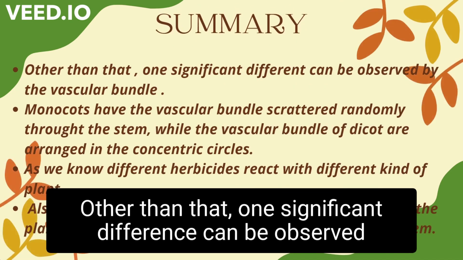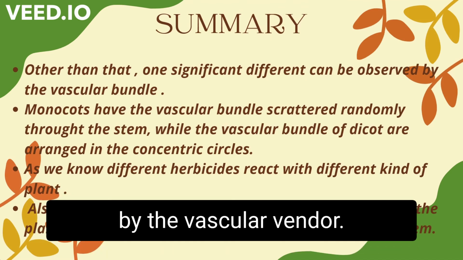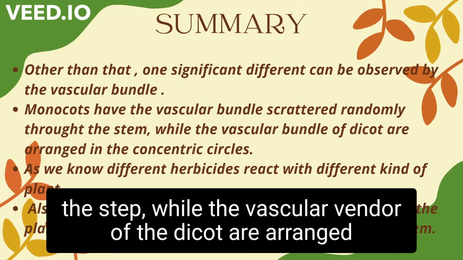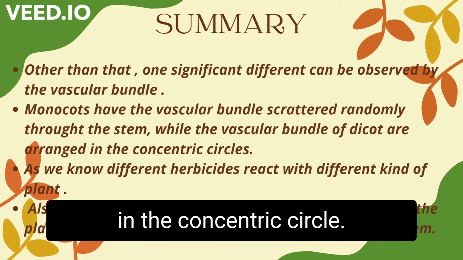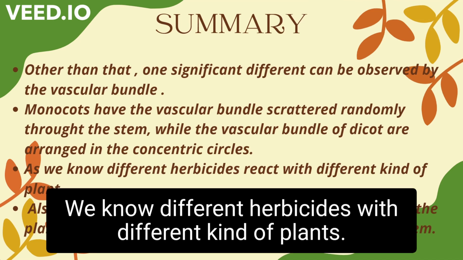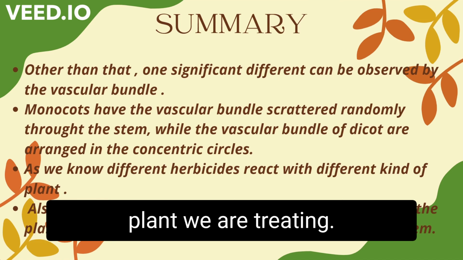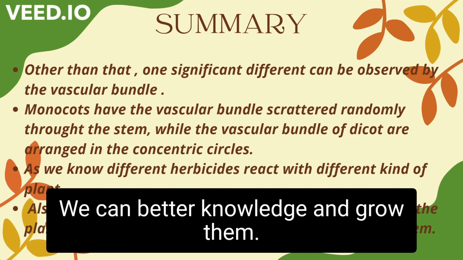Other than that, one significant difference can be observed in the vascular bundle. Monocots have the vascular bundles structured randomly through the stem, while the vascular bundles of the dicot are arranged in a concentric circle. As we know, different herbicides react with different kinds of plants. Also, once we begin to understand the different structure of the plant we are treating, we can better nourish and grow them.